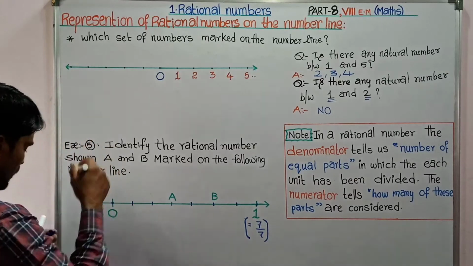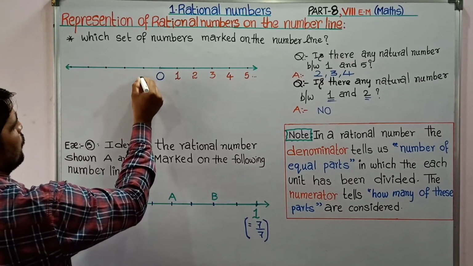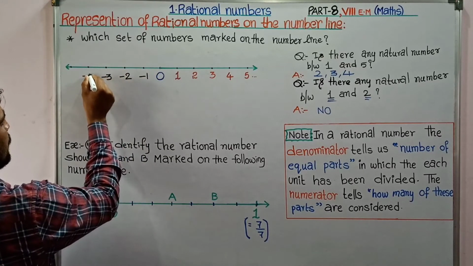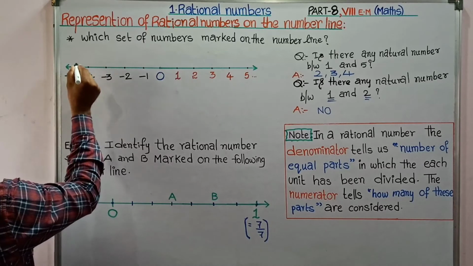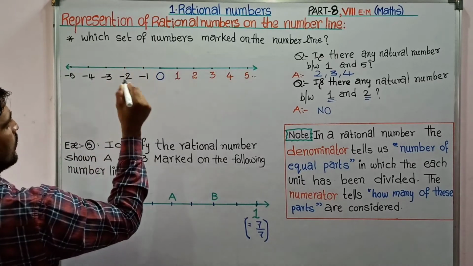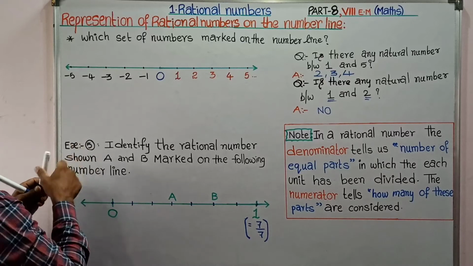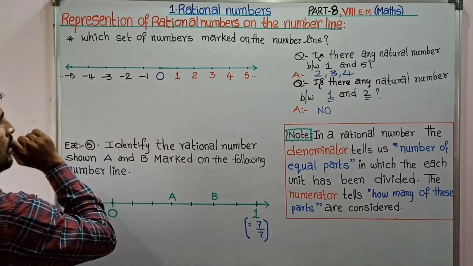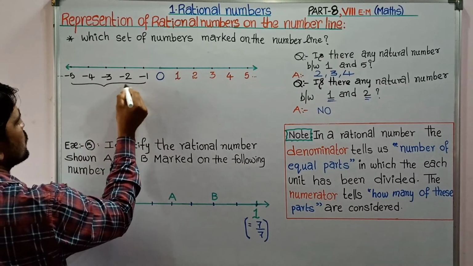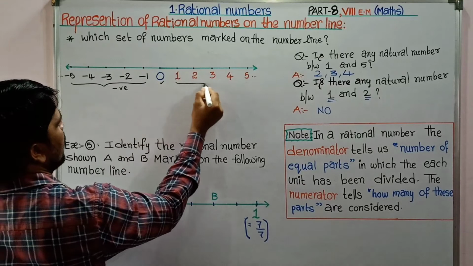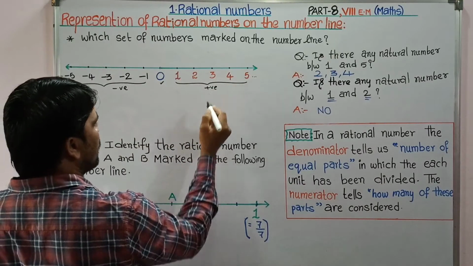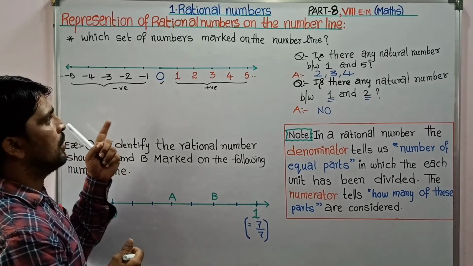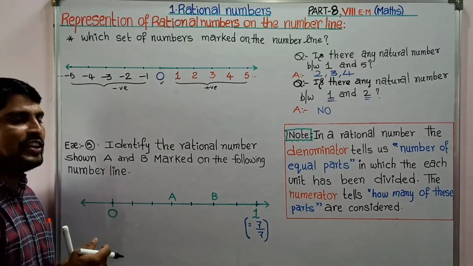Okay. Now next, label -1, -2, -3, -4, -5. Now, which set of numbers are these? Which set of numbers is marked on the number line? As we have negative numbers, 0 and positive numbers, the collection forms the integers. So the set of numbers marked on the number line represents integers.